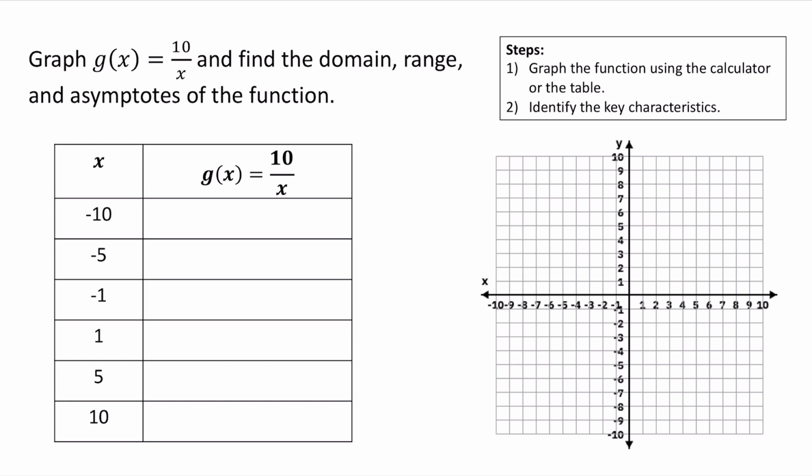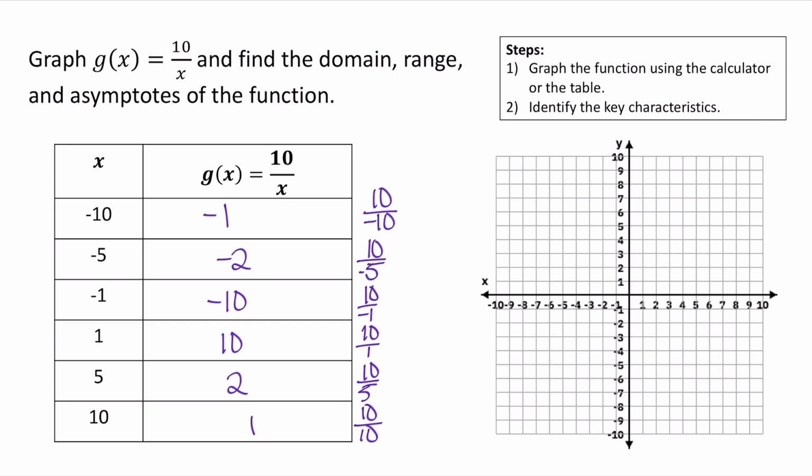of the function. You can graph this function by entering it in Desmos, or you can fill in a table like the one I have here to figure out each of the points. So we have 10 over negative 10, which is negative 1, 10 over negative 5, which is negative 2, 10 over negative 1, which is negative 10, and then 10 over 1, which is 10, 10 over 5, which is 2, and 10 over 10, which is 1. Now let's plot these points on our grid. We have (negative 10, negative 1), (negative 5, negative 2), (negative 1, negative 10), and then (1, 10), (5, 2), and (10, 1).